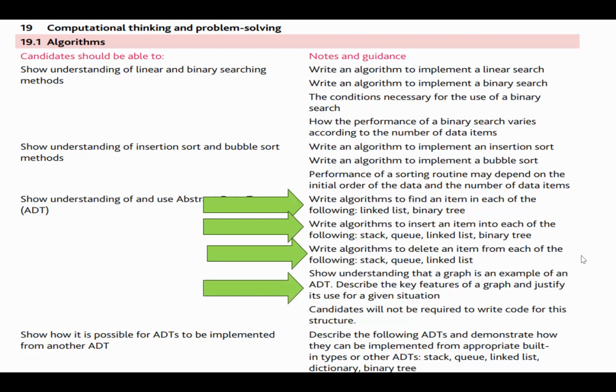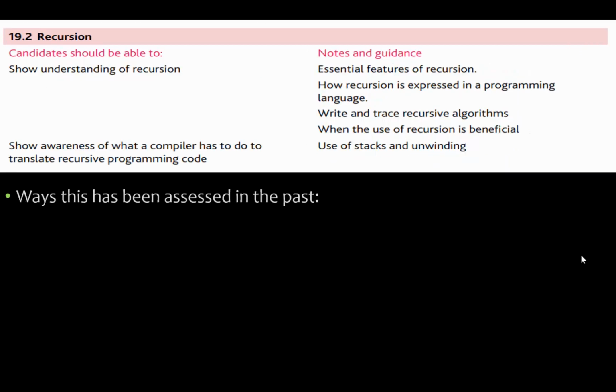You also need to show understanding that a graph is an example of an abstract data type, but you don't have to actually code that one out. Then you have to describe the following ADTs and demonstrate how they can be implemented from appropriate built-in types or even other abstract data types: stack, queue, linked list, dictionary, and a binary tree.